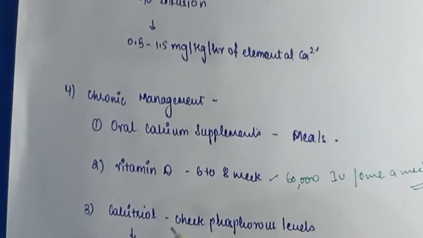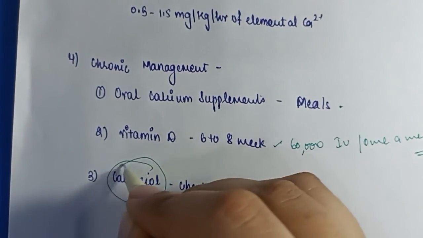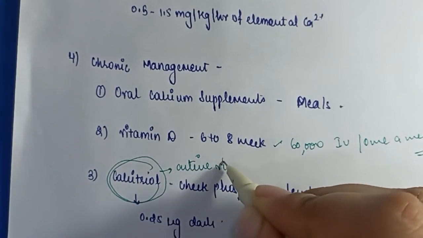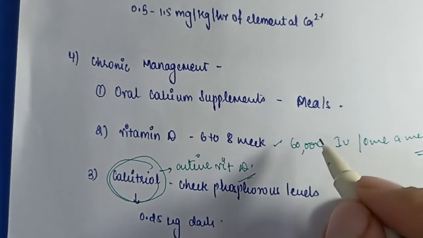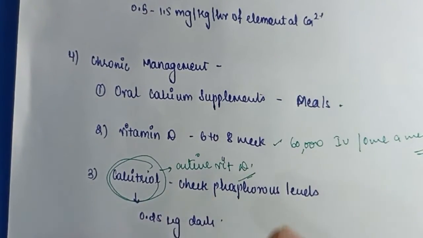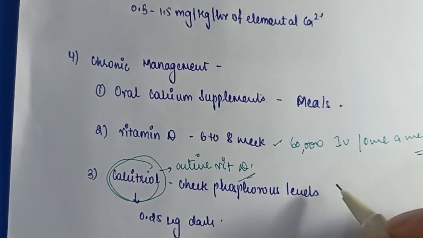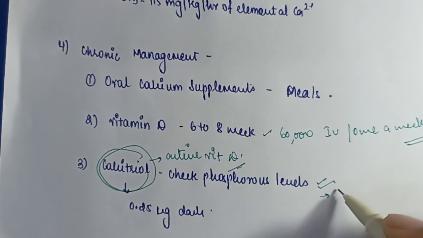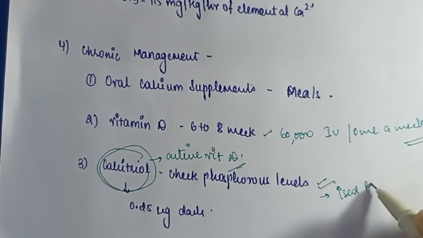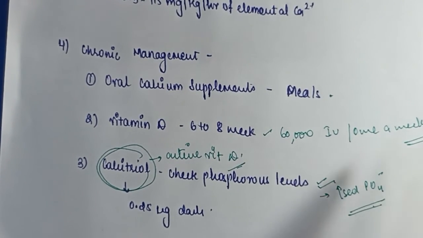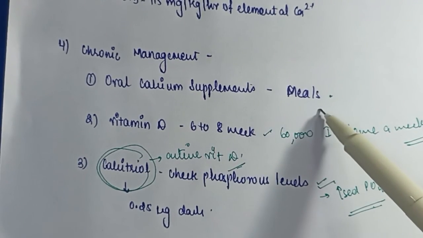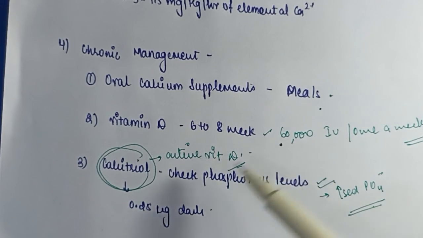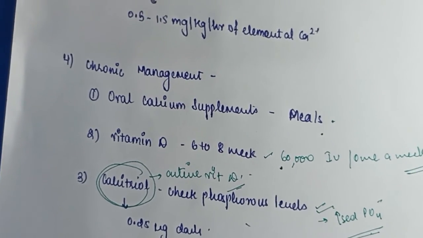Then one important thing for correction is calcitriol. We directly give the active form of vitamin D, usually in CKD patients where there is less conversion of calcidiol to calcitriol. But one important thing with calcitriol is that we have to check phosphorus levels, as it results in increased phosphate levels. So for chronic management, oral calcium supplements and vitamin D should be given for 6 to 8 weeks, and calcitriol, which is the active form of vitamin D3.